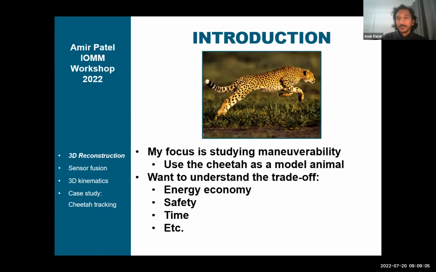The stuff is straight out of one of Monica's chapters in the book she's written. Maneuverability is quite interesting because it has these trade-offs between energy economy, safety, and time. All these things need to be traded off in order to execute maneuvers. And of course, to understand these, we need data. So that's what this whole talk is about: how do we actually understand animals in their natural environments and collect the data to do that.